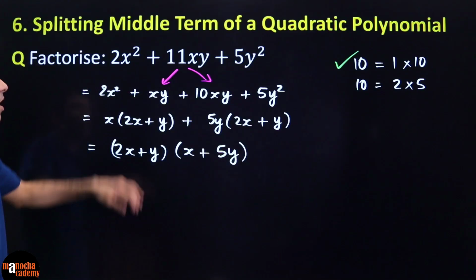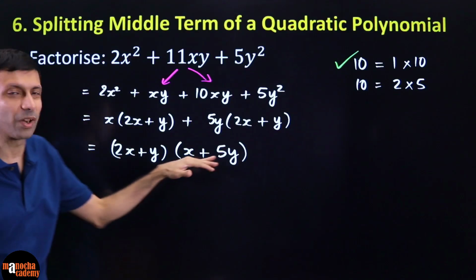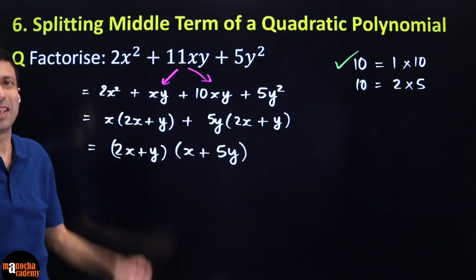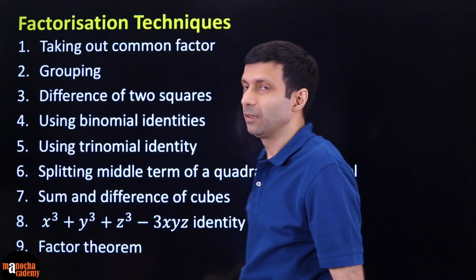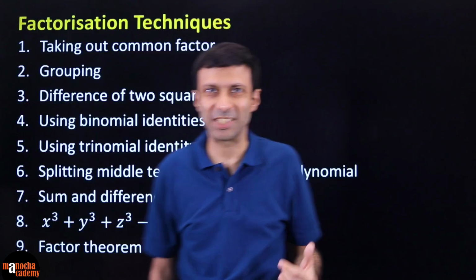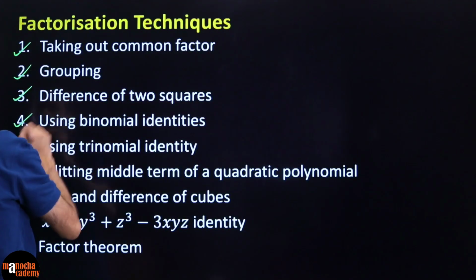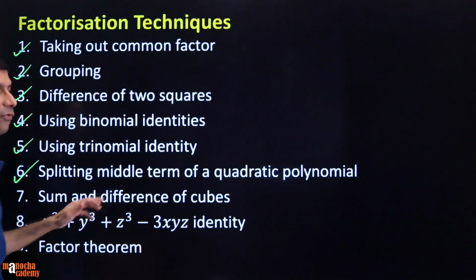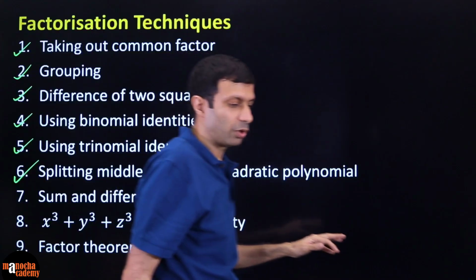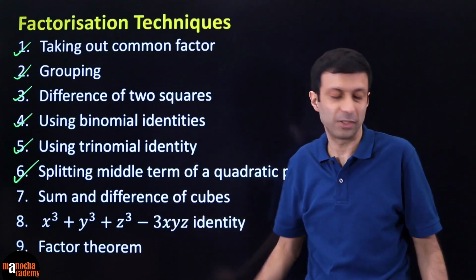So can you guys see how we have taken our expression and easily broken it down into its factors using middle term splitting or middle term breaking. So we have learned 6 methods. That's great. All these 6 we have taken care of. The last one we did was middle term breaking. Now let's look at sum and difference of cubes. So till now we have been dealing with squares. Now we look at cubes.